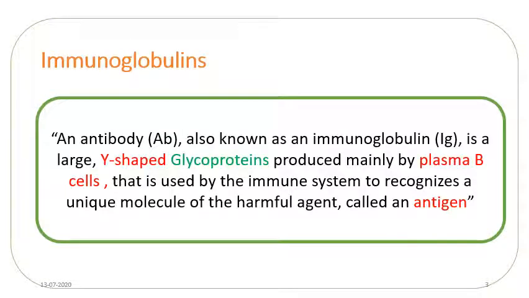So, the first question was to explain the structure and functions of immunoglobulin. First of all, you should write the definition for immunoglobulin. Immunoglobulins are a Y-shaped glycoprotein produced mainly by plasma B cells that is used by the immune system to recognize a unique molecule, a harmful agent called antigen. That is the definition of immunoglobulin. These are the gamma globulins synthesized by the plasma B cells.